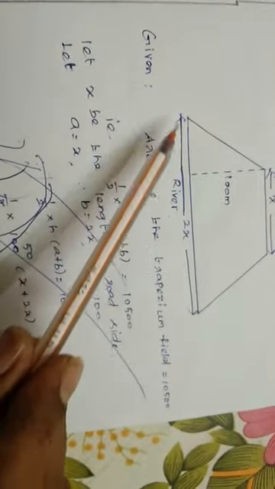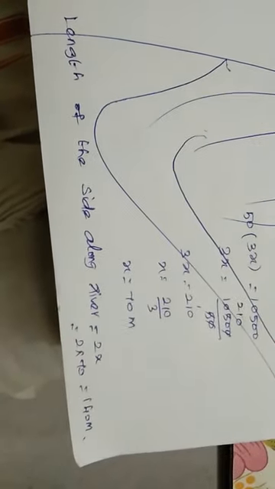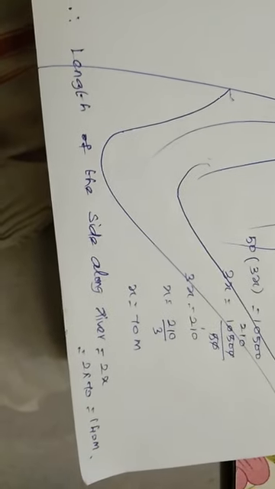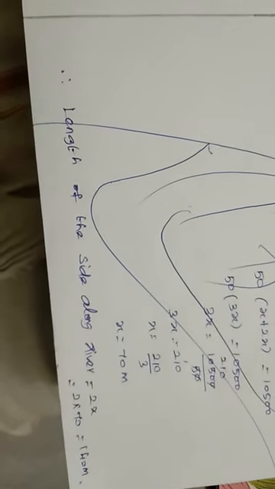We need the answer along the river side. So the length of the side along the river equals 2x. So 2 into 70, 140 meter. So this is the solution of these 4 problems. So now I am going to give some other problems. That means find the area of these shapes also. We need to find the answers for these also. Thank you.